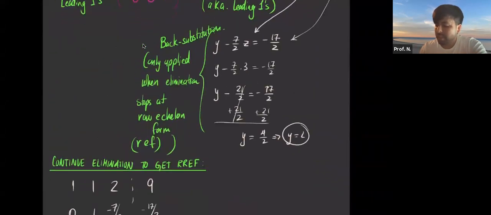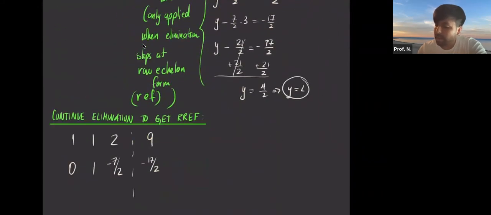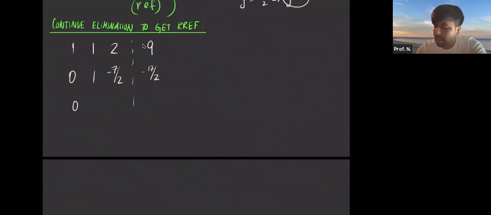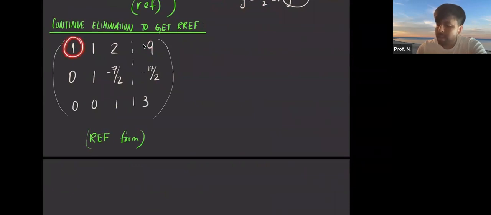So let's finish this. So we got ones here, right? And so we got 1, 3. Okay. So again, in this scenario right now, my matrix is in REF form. Why is it in REF form? Well, it has ones in the diagonal. It has zeros below it. And that's what the REF form is.